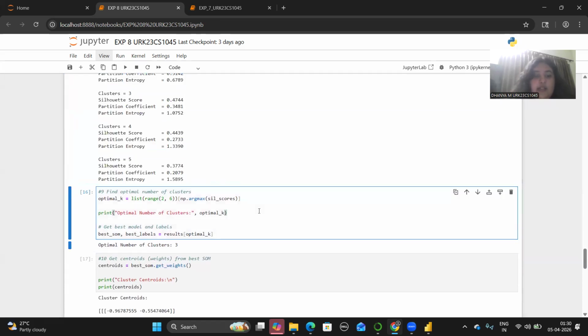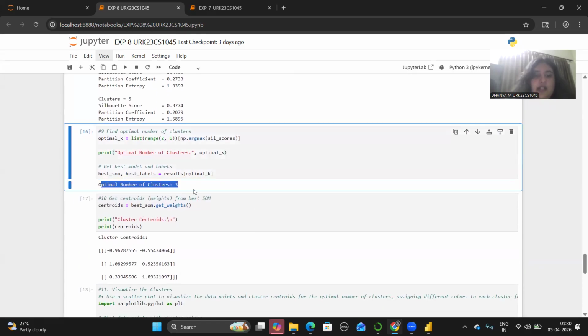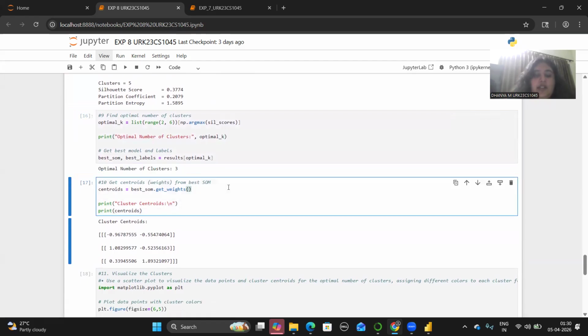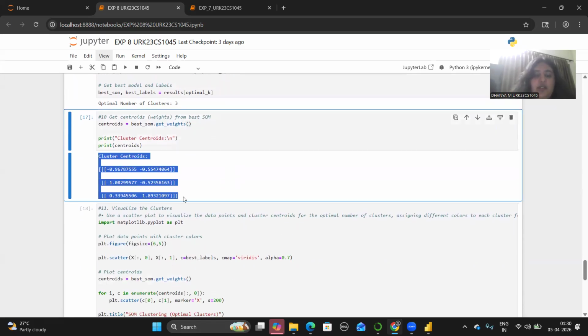And for the ninth question, I found the optimal number of clusters. The optimal number of clusters is 3. And for the 10th question, I calculated centroids, which are the central points for grouped data. And for that, the output is shown here.